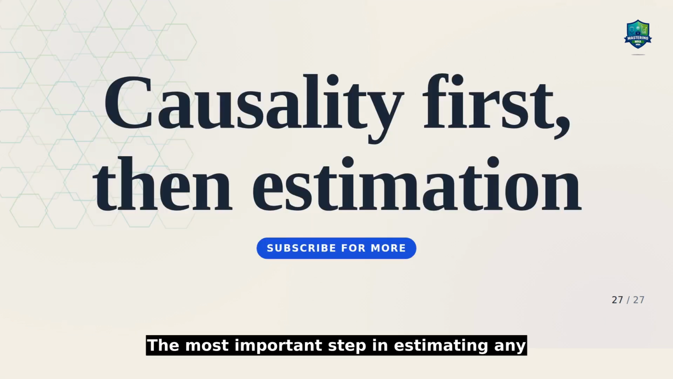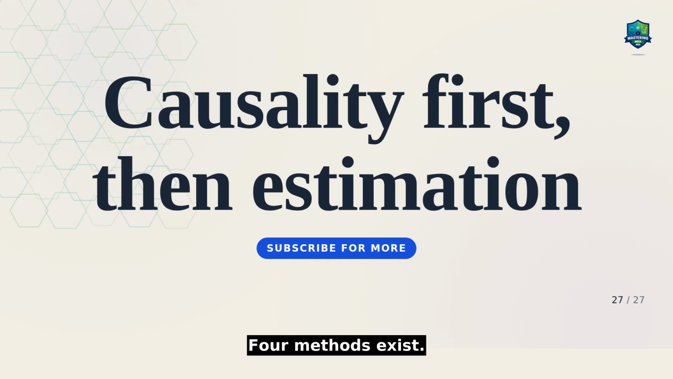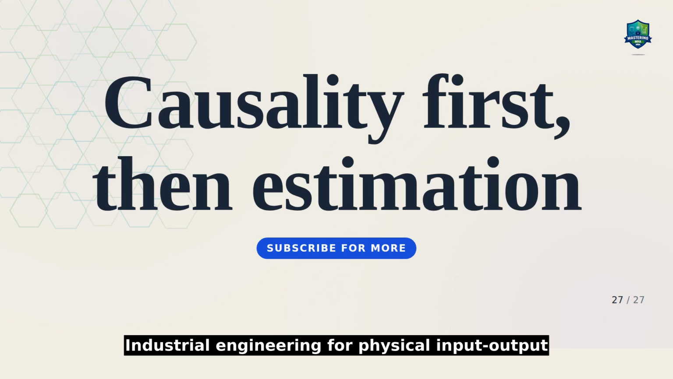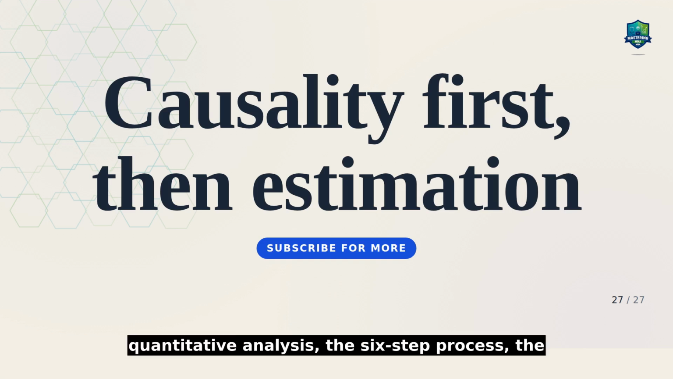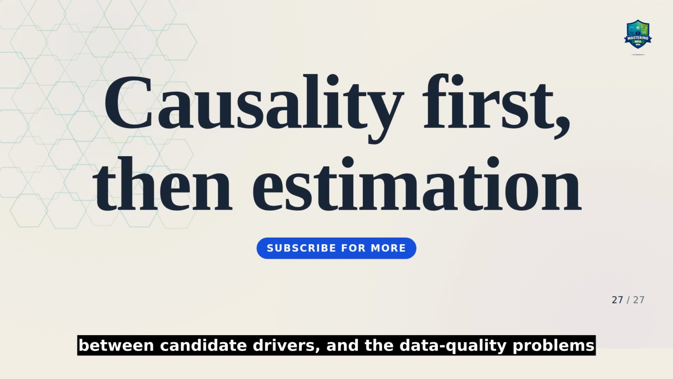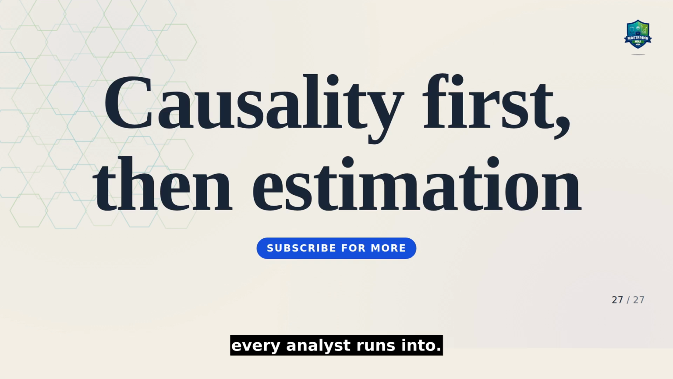To recap, the most important step in estimating any cost function is establishing economic plausibility, a real cause and effect link between the activity and the cost, and doing it over a long enough horizon to see the relationship. Four methods exist: industrial engineering for physical input-output relationships, conference method for judgment-heavy contexts, account analysis for fast and reasonable estimates, quantitative analysis for rigor. In part 3, we go deep on quantitative analysis: the 6-step process, the high-low method, regression analysis, how to choose between candidate drivers, and the data quality problems every analyst runs into.